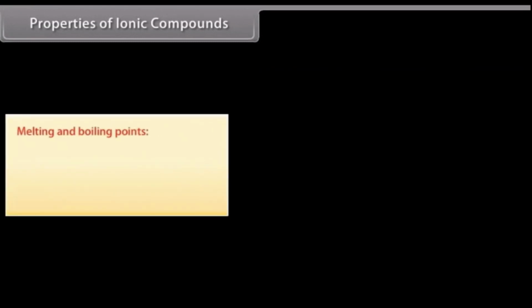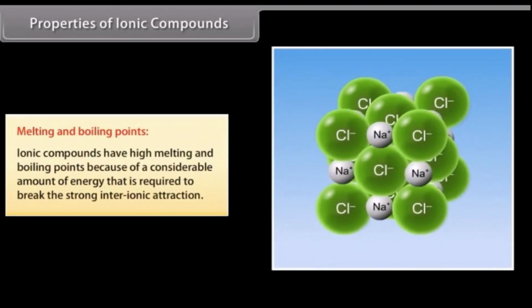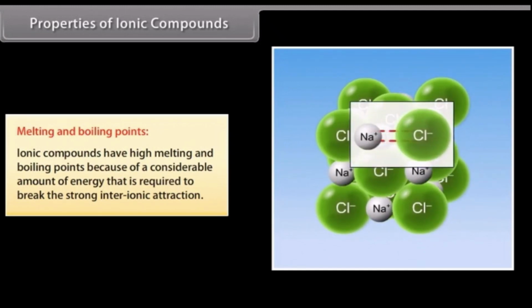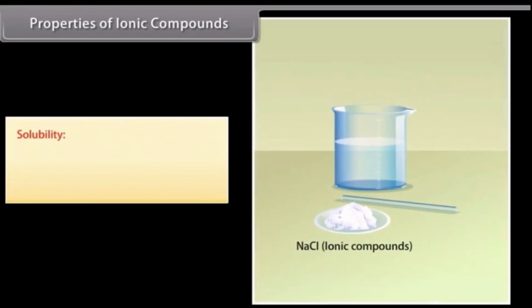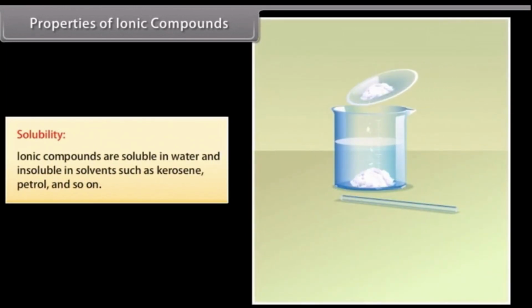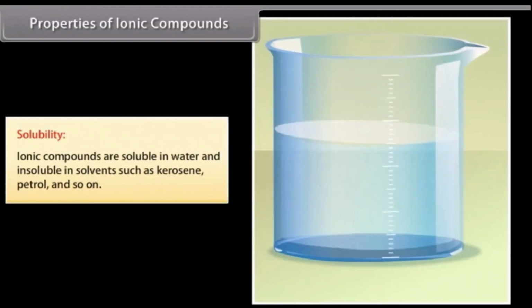Melting and boiling points. Ionic compounds have high melting and boiling points because a considerable amount of energy is required to break the strong inter-ionic attraction. Solubility. Ionic compounds are soluble in water and insoluble in solvents such as kerosene, petrol, and so on.